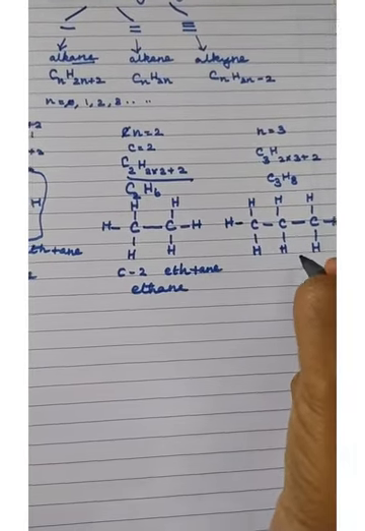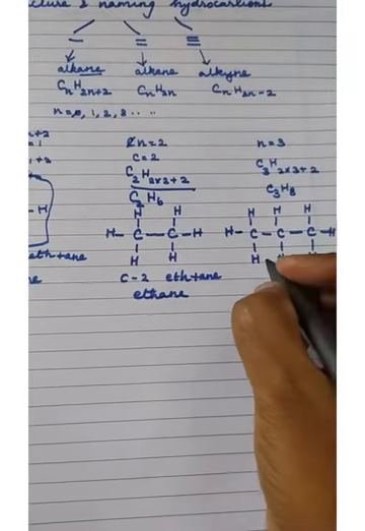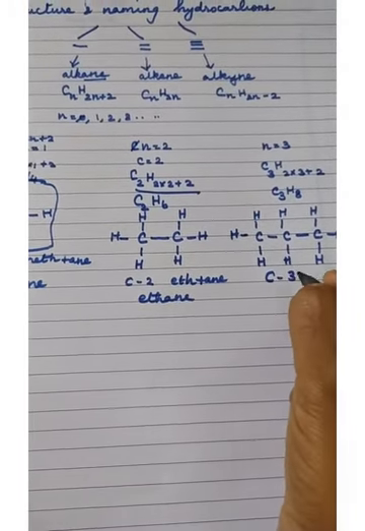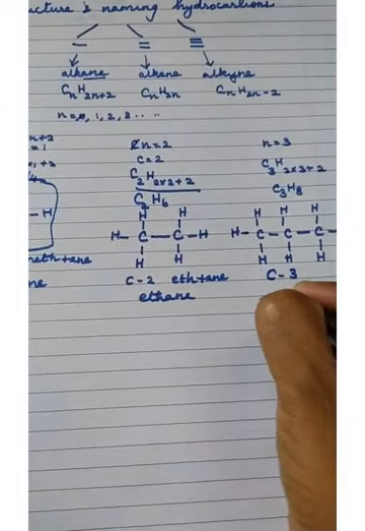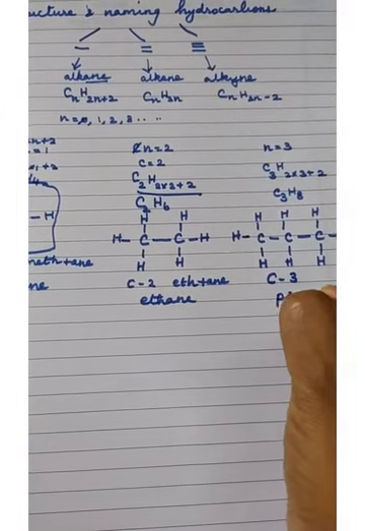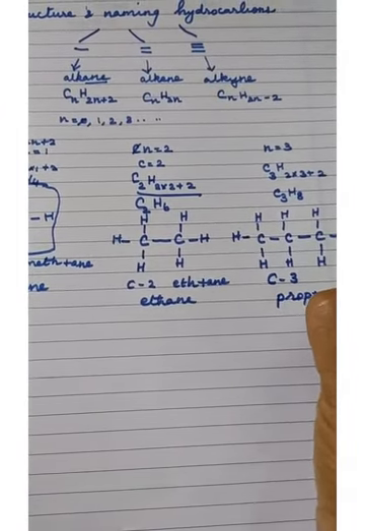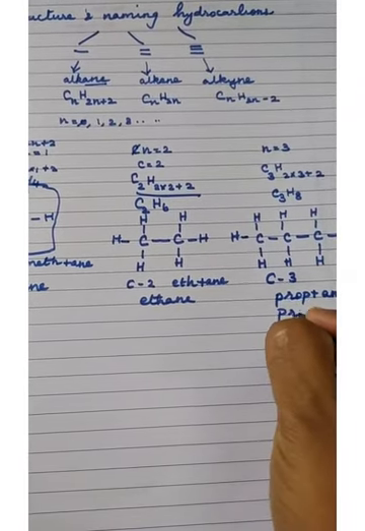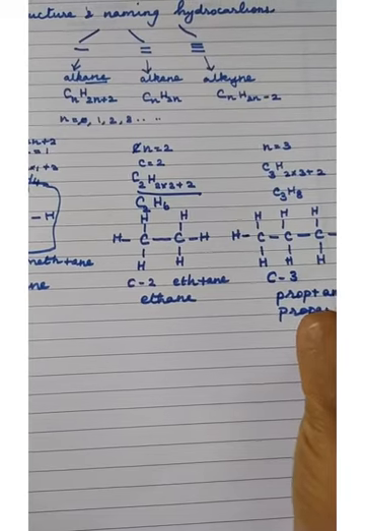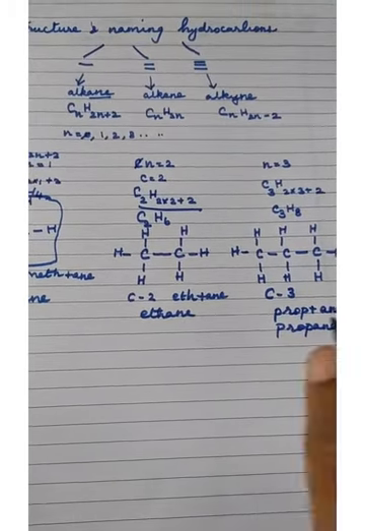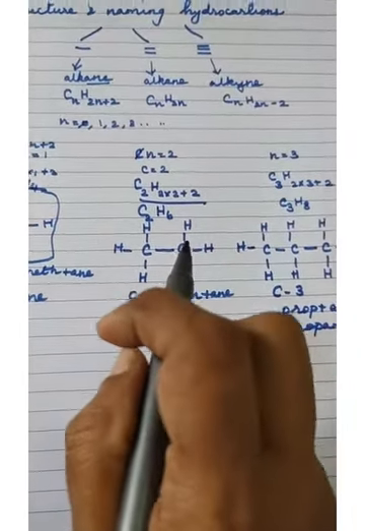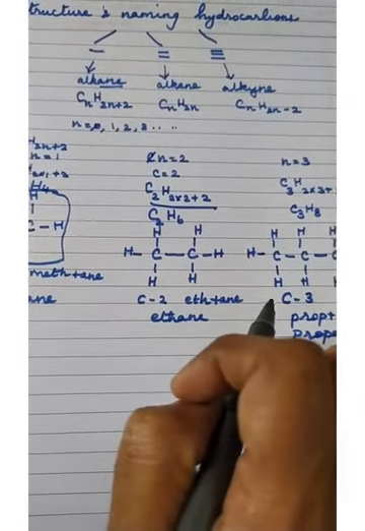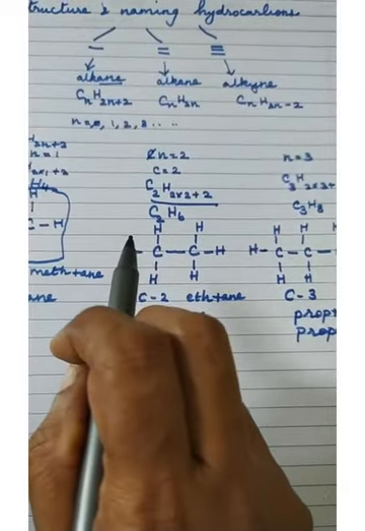So now let us give the name. How can we give the name? Here C equals 3. So C3: meth, eth, and here you have prop. So we write prop plus ane, propane. So what is the name of this one? Propane. So this is the method of how to write the structure as well as the name of the hydrocarbon. Here we learned only the alkane.